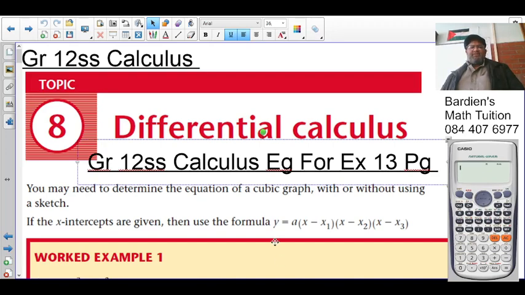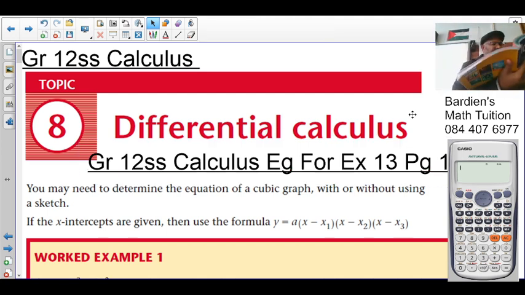Okay, good morning class. So today we're looking at differential calculus. We're looking at the examples for exercise 13, and exercise 13 is on page 174, and I'm looking at example 1, and example 1 is on page 171.